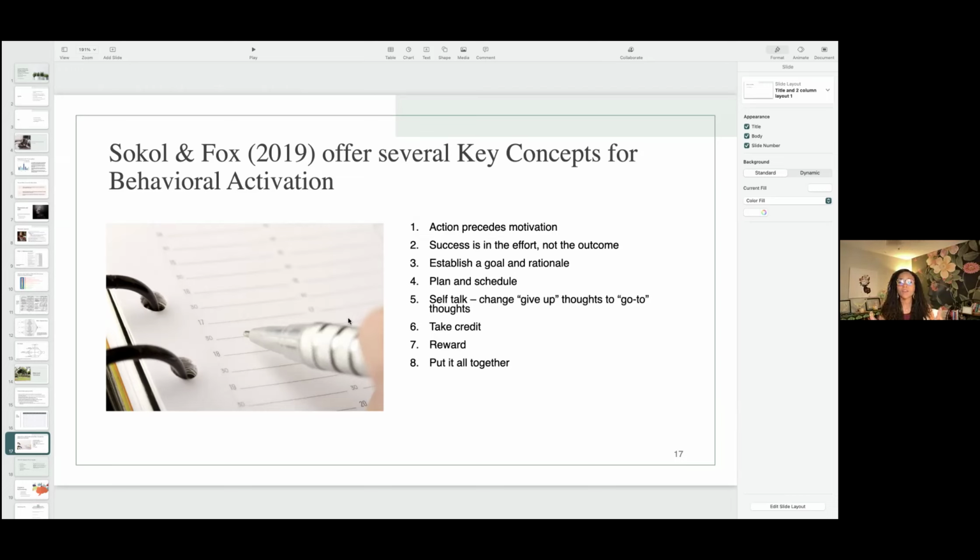Take credit. Really encourage clients to take credit for the fact that they show up, for the fact that they're trying, for the fact that they're even thinking about doing things that make them uncomfortable. Take credit. Taking credit is in and of itself rewarding and reinforcing, which really goes to number 7, rewards.